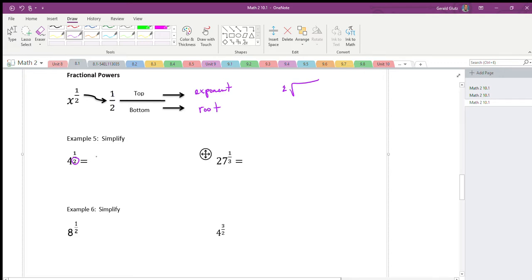So 4 to the 1/2. That's like saying 4 to the 1 to the root of 2. So that means 4 to the 1 is just 4.